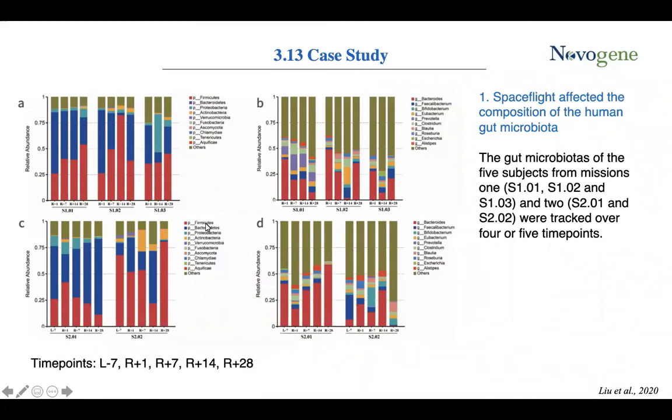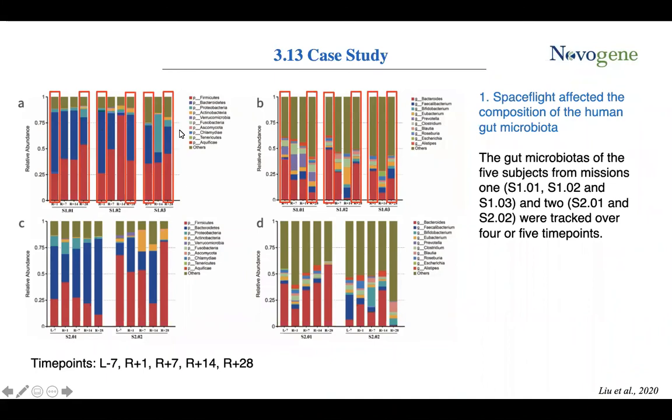So the author first characterized the gut microbiota composition for mission 1 at the phylum and the genus levels, in figure A and B. The gut microbiotas at both the phylum and genus levels fluctuated obviously between R+1 and R+28.